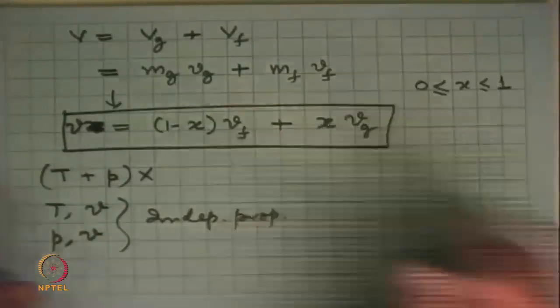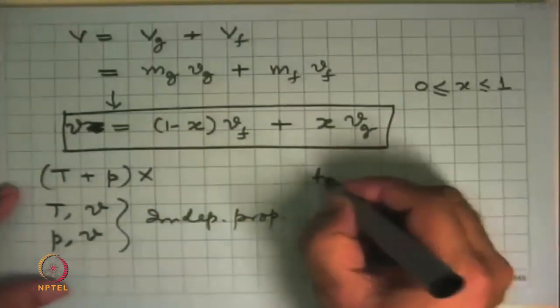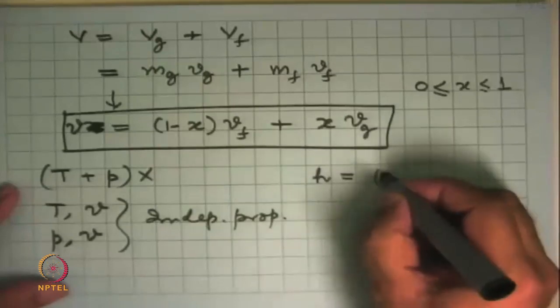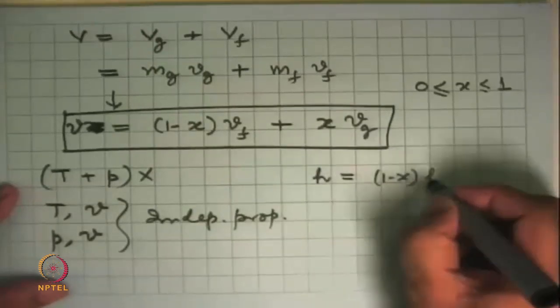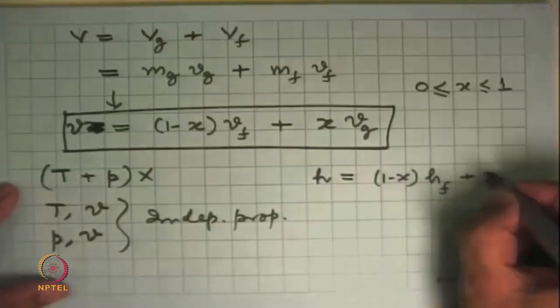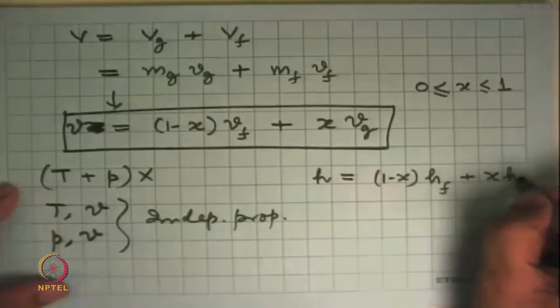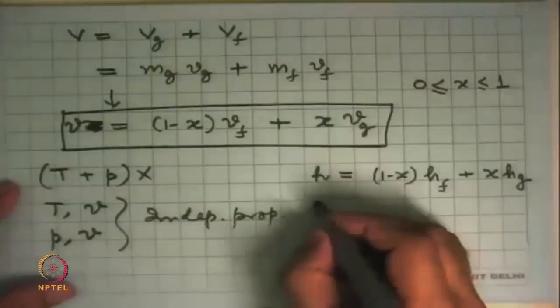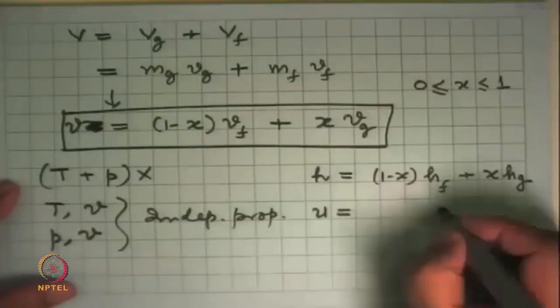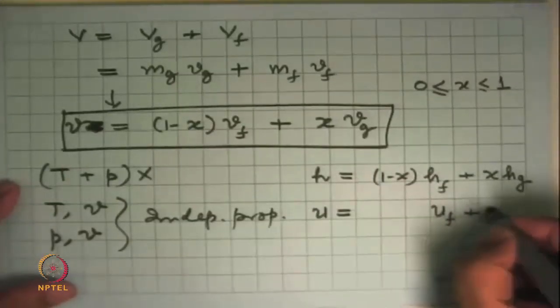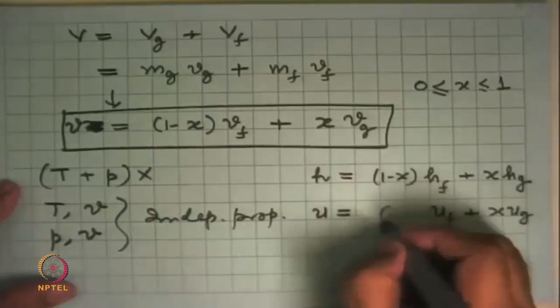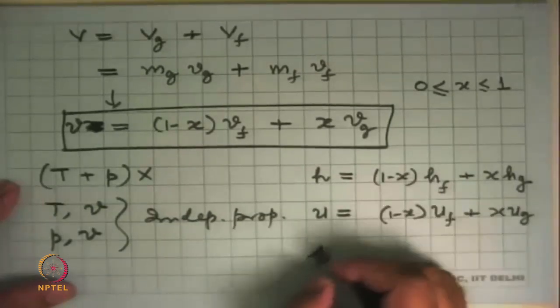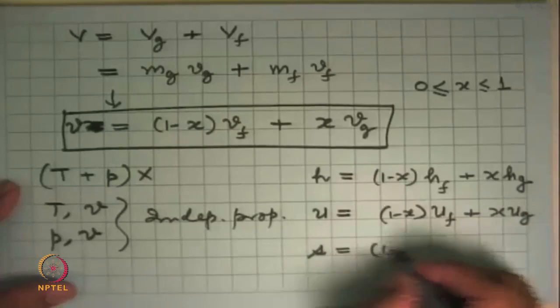And one can do a similar type of argument, and we can show that h of the mixture is 1 minus X times hf plus X hg. The specific enthalpy can be calculated that way. Specific internal energy, you do exactly the same thing. Specific entropy, we do the same thing.